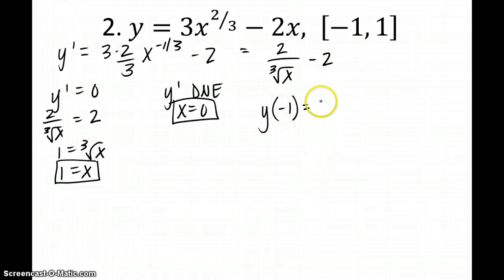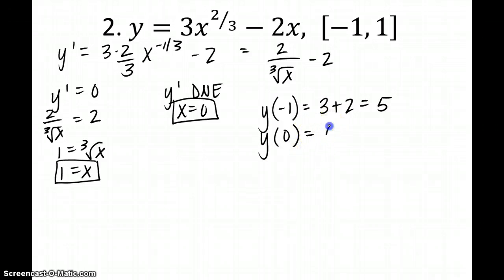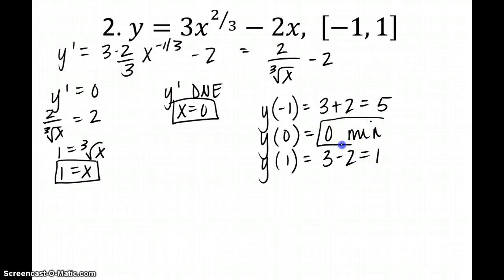Plug negative 1 in, you get 3 plus 2, a y value of 5. Plug in 0 to the original, you get 0. Plug 1 into the original, we get 3 minus 2, which is 1. Absolute minimum is 0. Absolute maximum is 5.